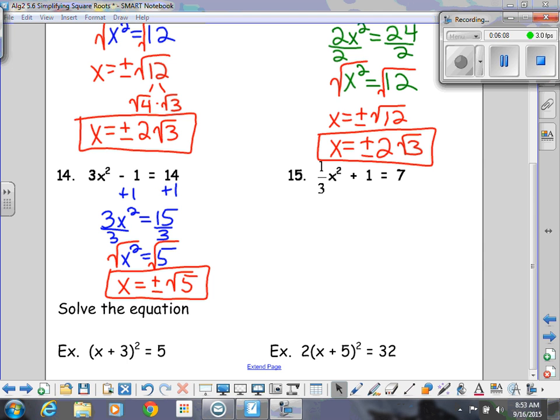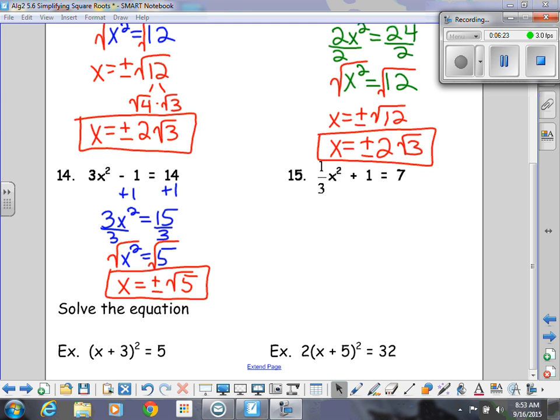Okay, so on number 14, you should have gotten x equals plus or minus square root of 5. And this is my work that shows that. Notice that I got rid of the minus 1 and the 3 first before square rooting. So make sure you did that.